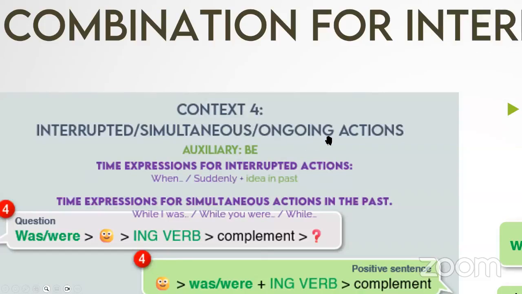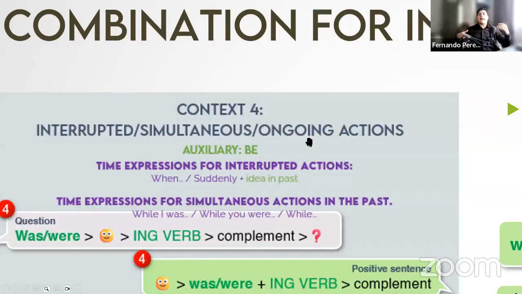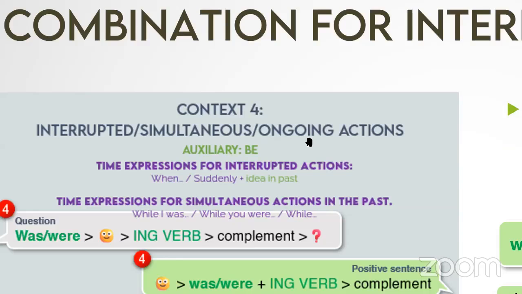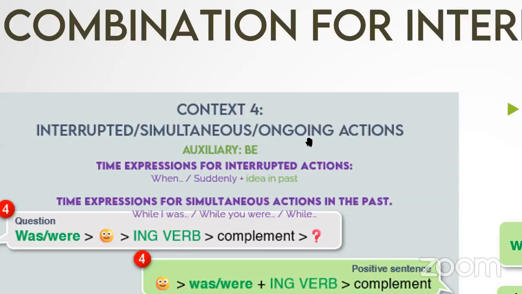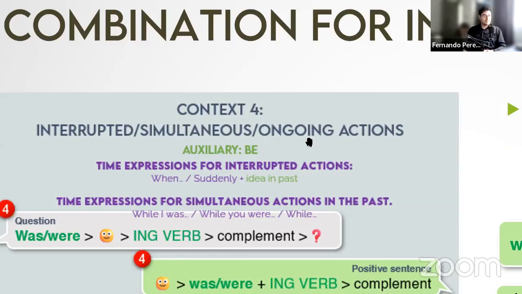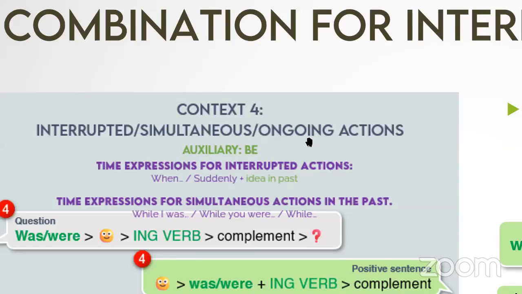That is the application of ongoing actions. What is ongoing? Happening at the moment. Copy that example in the chat. My mom was reading a book when I arrived. That's the correct form to use it. Perfect.